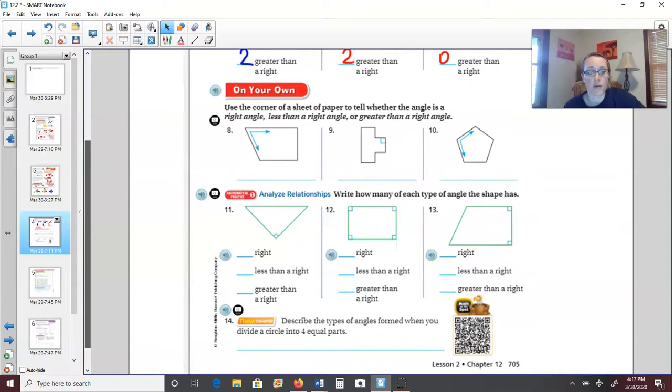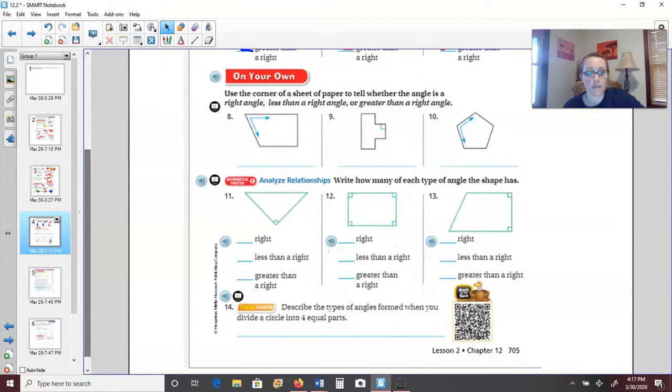Okay, on your own. You can feel free to pause the video if you want to try a few of these out by yourself and then come back and check along with me, or you can keep the video rolling and we'll do it here together. Okay, so number 8, use the corner of a sheet of paper to tell whether the angle is a right angle, less than a right angle, or greater than a right angle.